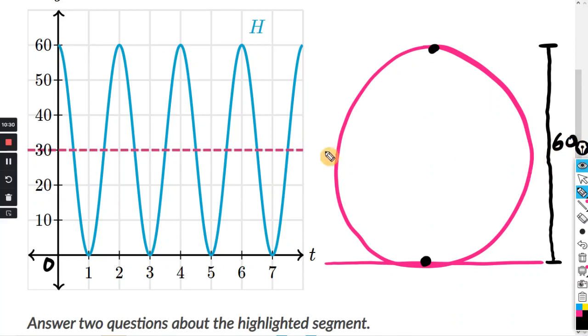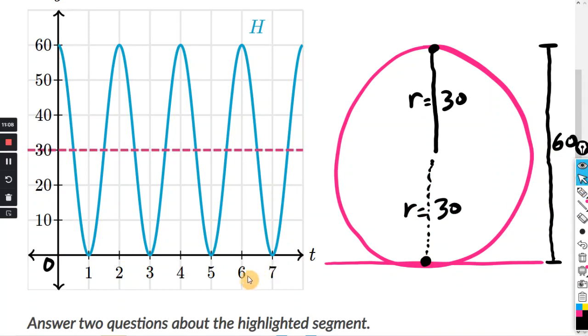All right, now the midline is 30. So if the distance from top to bottom, that looks like a diameter to me. The distance from here to here is 30. And that to me looks like a radius. All right, so I'm going to say this midline here is the radius. I could have drawn it from the bottom as well. Okay, I could have drawn it like that, and that goes from 0 to 30. Okay, so that radius right there is 30 centimeters.